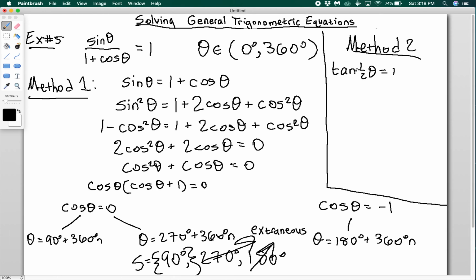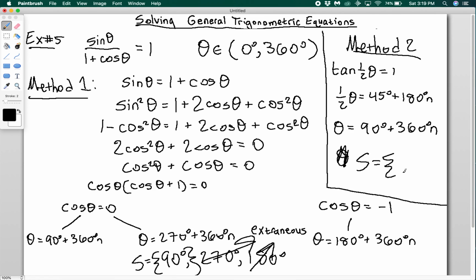And if it's just tan of 1/2 theta equals 1, then that means that 1/2 theta equals 45 degrees plus 180 degrees n. You divide by 1/2, multiply by 2. Theta equals 90 degrees plus 360 degrees n. And theta, the full solution set, is equal to just 90 degrees. So in the margins of my notes here, in 3 or 4 lines, we can get the solution and avoid all of this work just because we recognize that this is actually a half-angle identity of tangent.